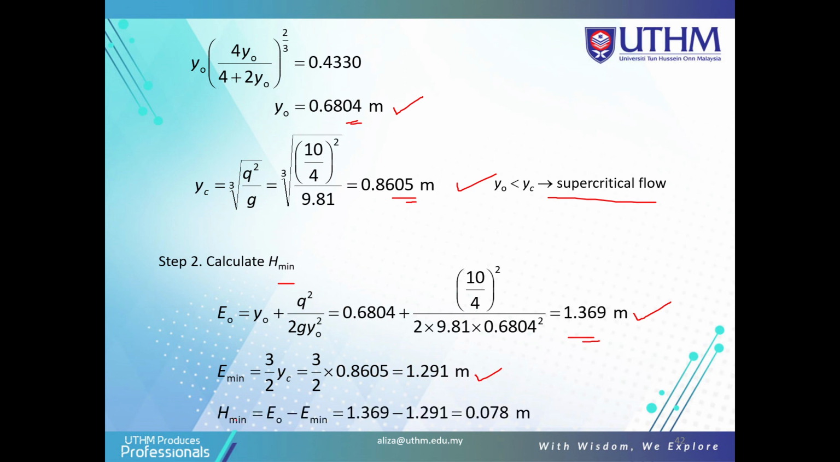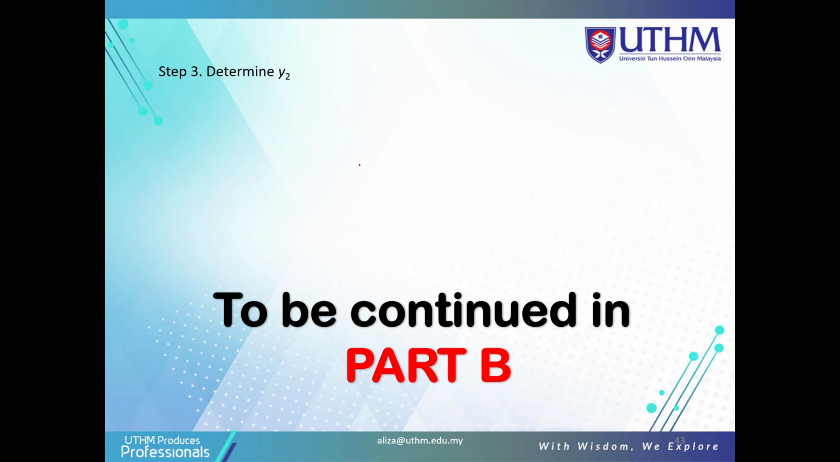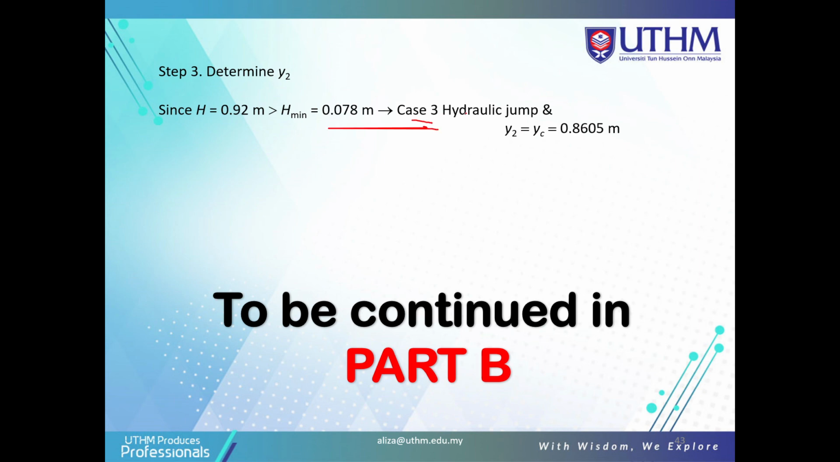We know that H minimum is E naught minus E minimum, so we get H minimum as 0.078 meter. Now determine Y2. We get H is 0.92 meter, which is more than H minimum, so this is case 3 and we get a hydraulic jump. So Y2 is equal to YC, which is 0.8905 meter. Okay, that's all.